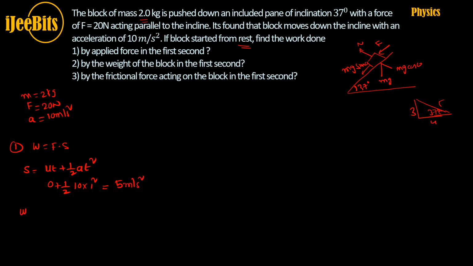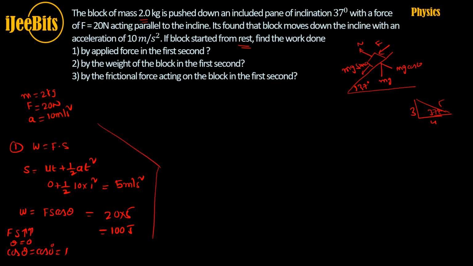Now W equals force into S cos theta, right? F and S are in the same direction, and hence theta would be 0. Cos theta, how much? It would be cos 0, and hence 1. So what would be the value? F is 20 into 5 equal to 100 joules would be the answer. Clear?